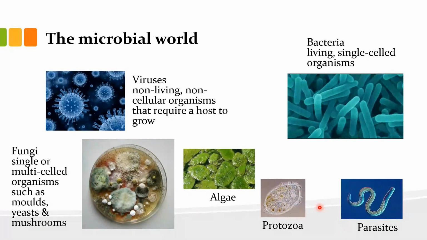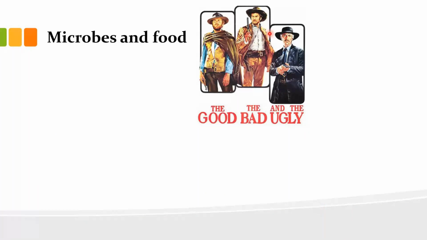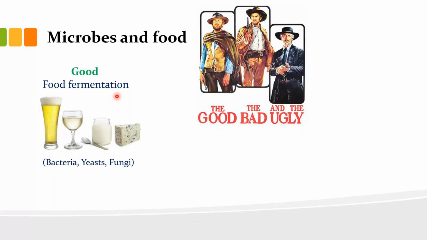Microbes and foods. As we can see in the slogan of this old movie, the good, the bad, and the ugly. Some of the microbes are good, some are bad, some are ugly. For the good, we have fermentation. The fermentation process for our food is caused by bacteria, yeast, or fungi, but we consider these good organisms for our food. That's why we call it the good guy.